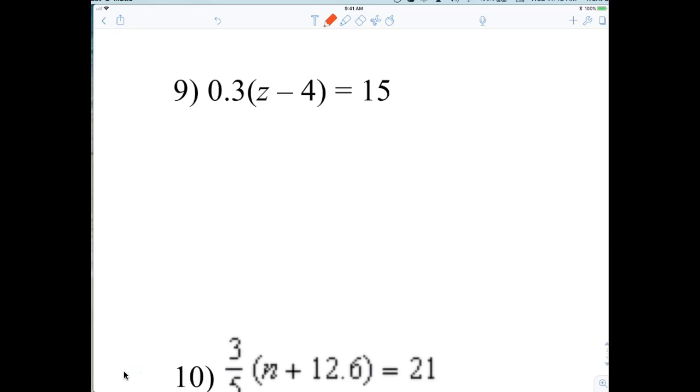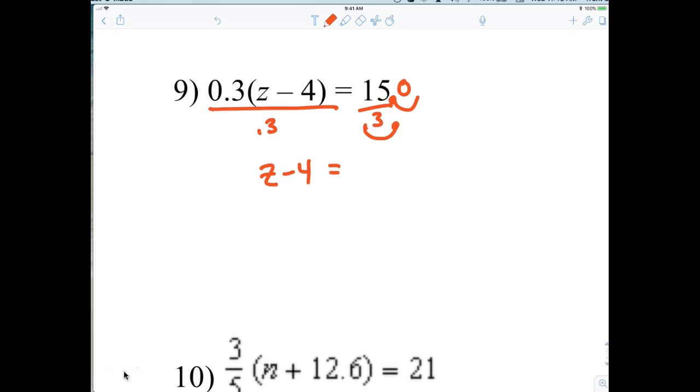So if I divide, who can tell me what's 15 divided by 0.3? 50. Correct. Now let's review how she got 50 so quickly. So first thing I'm going to do is I'm just going to go ahead and divide by 0.3. So z minus 4 equals. Now, when you divide by a decimal, you have to move the decimal. So this decimal had to be moved over 1, which means this decimal has to be moved over 1. So now it's 150 divided by 3.